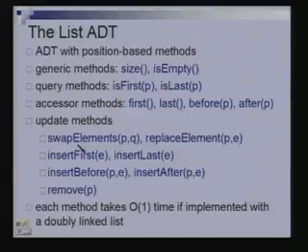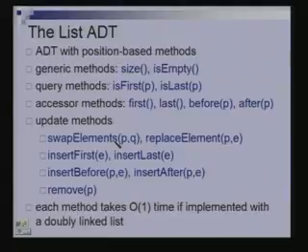I can have update methods like swap elements P comma Q. What does this do? Given two positions P and Q, it swaps the contents of these positions. Whatever are the elements sitting at these two positions, it swaps them. I can replace the element at position P with E, and similarly I can insert the element E at the very first position. I can insert the element E at the last position, and so on. And using a doubly linked list, you can actually implement all of these methods in constant time.